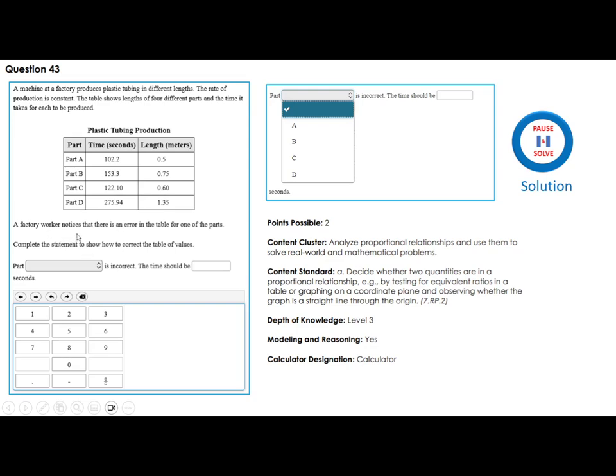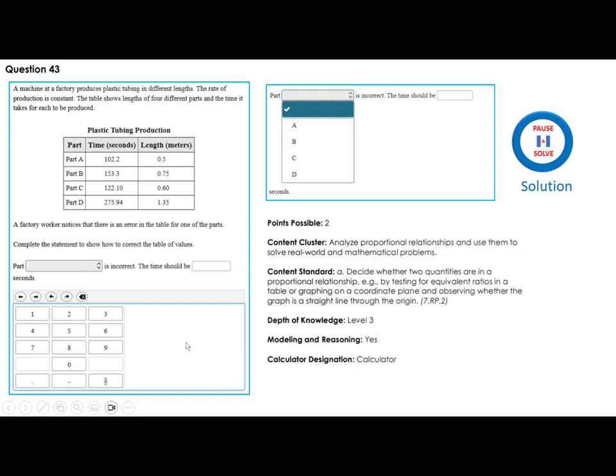A factory worker noticed that there is an error in the table for one of the parts. Complete the statement to show how to correct the table of values. Okay, so they're giving you these two drop-down possible answers, okay?